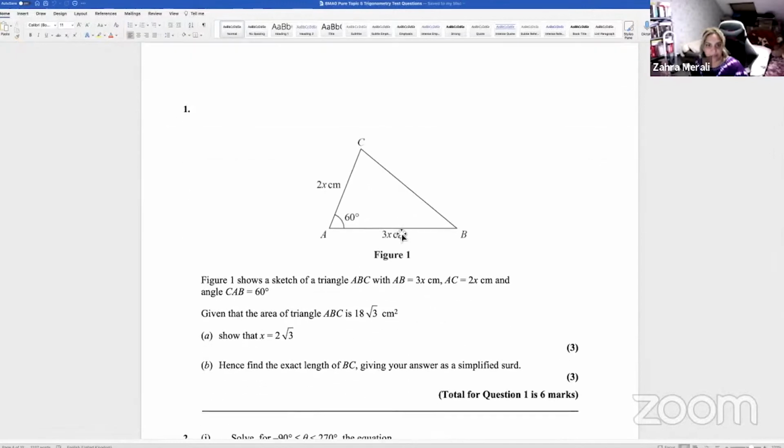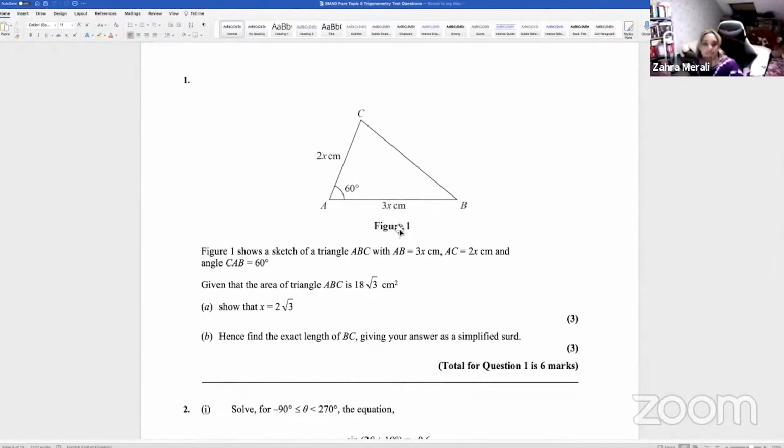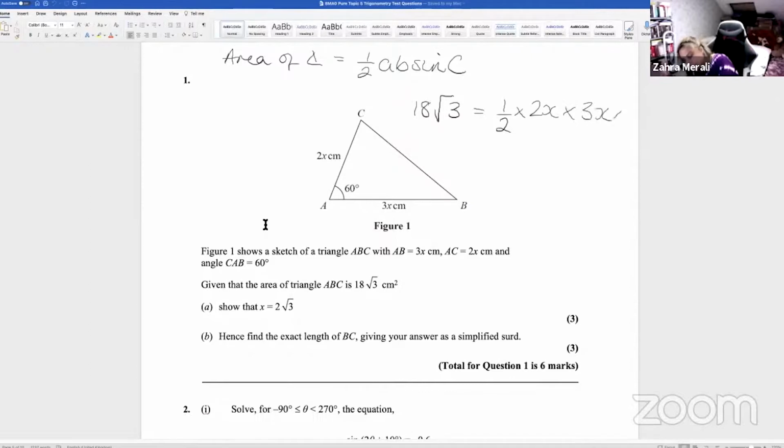Let's start question 1. Figure 1 shows a sketch. AB is 3x, AC is 2x, angle CAB is 60, given the area. We just had that formula that we know: the area of a triangle is half AB sine C. So the area is 18 root 3, which is equal to a half times 2x times 3x times sine 60. When you put sine 60 in your calculator, it will give you root 3 over 2.